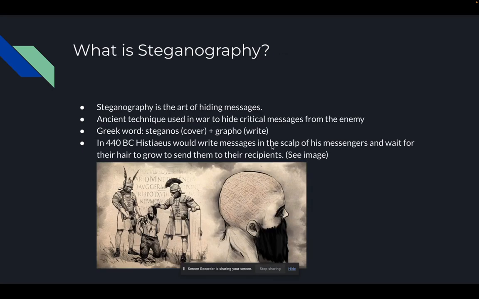So what is steganography? Steganography is the art of hiding messages, and this was used in ancient times, back in the earliest recorded times of the 400s BC. What would happen is the Greeks would write hidden messages into the scalps of their messengers and wait for the hair to grow and then send them off to whoever they were trying to communicate with.